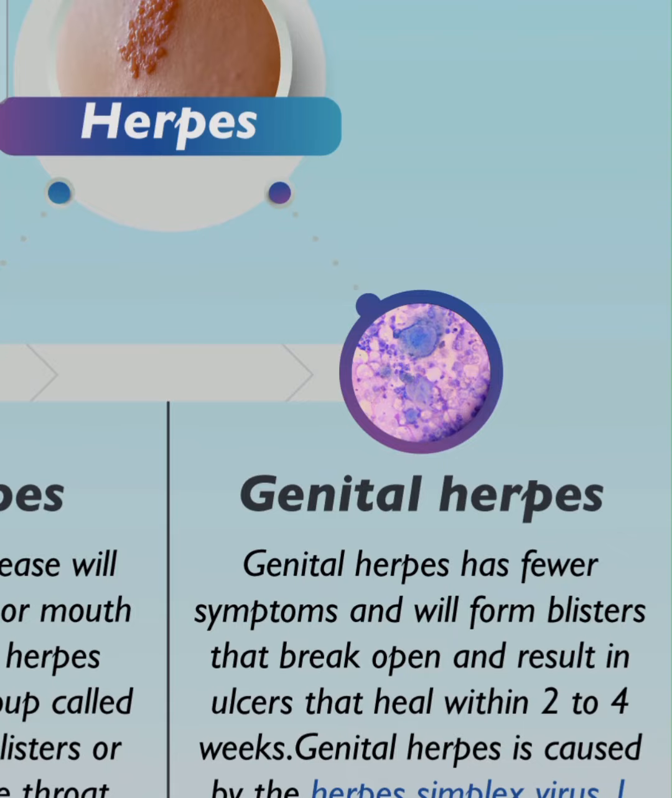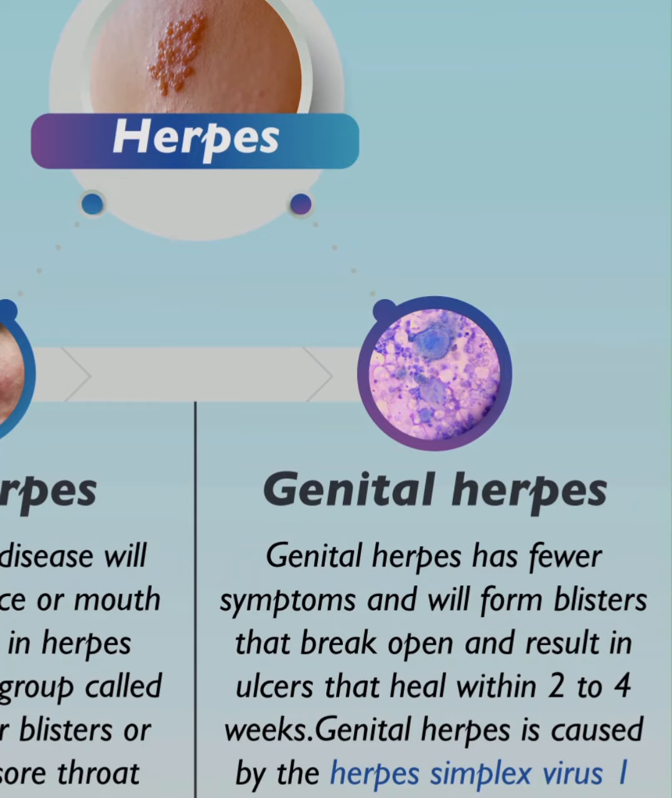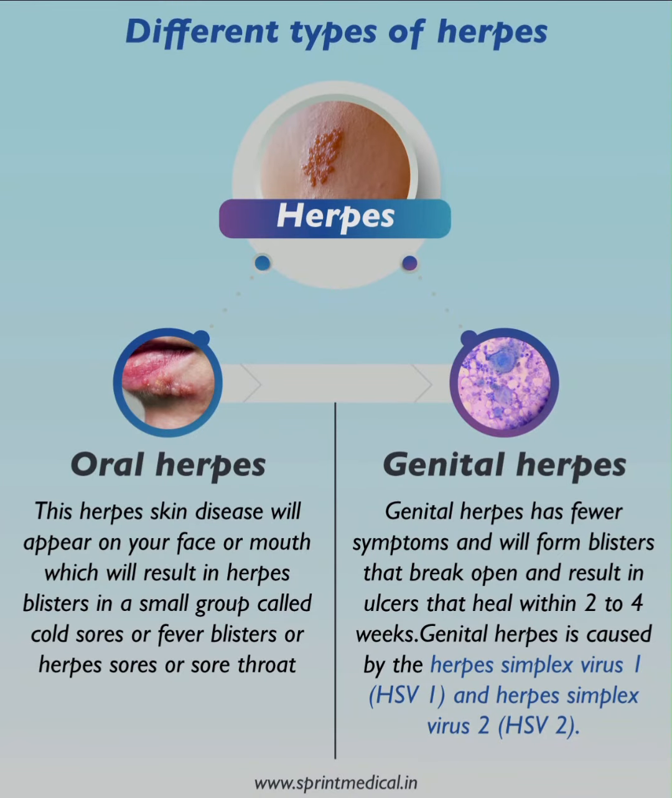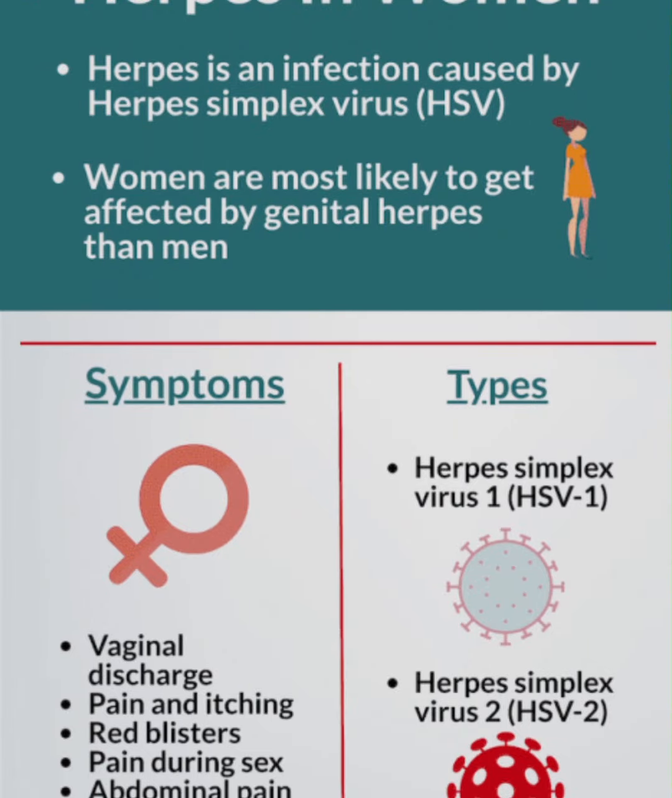Genital herpes is caused by HSV1 and HSV2. The incubation period is 2 to 14 days, and it is mostly transmitted by orogenital contact, and it is commonly seen among women.